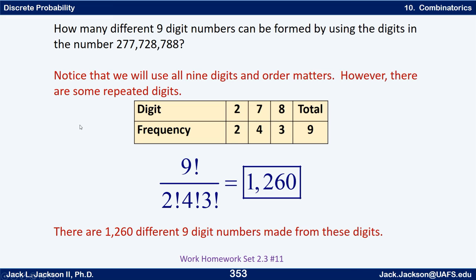Well, there are 2 2's, 4 7's, and 3 8's for a total of 9 digits. So 9 digits total is 9 factorial for the numerator. The denominator is 2 factorial times 4 factorial times 3 factorial. Don't forget parentheses around the denominator. Work this out by hand or with a calculator. You get 1,260.